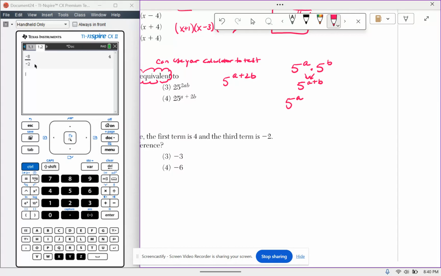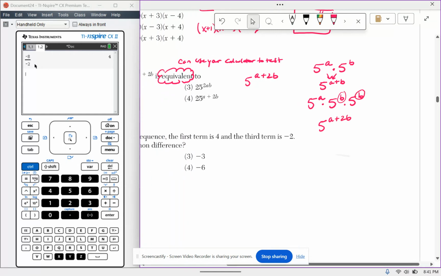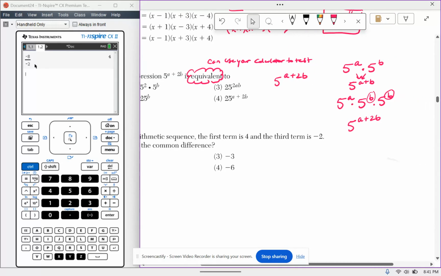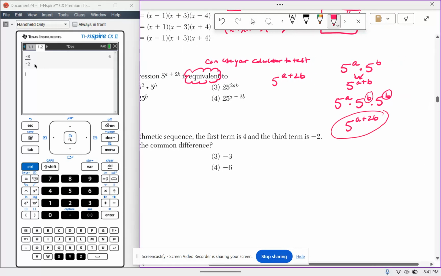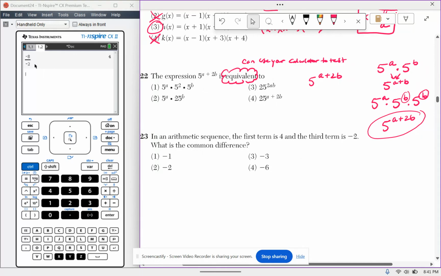What if you had more than one b though? What if you had 2 b's and you had something like this? He would combine to 5 to the a plus, how many b's are there now? 2 b's, okay? So we're just kind of looking for the version that's the same as this, right? When he's broken down. And this one's going to become 5 to the a plus 2 plus b, so that's not right.